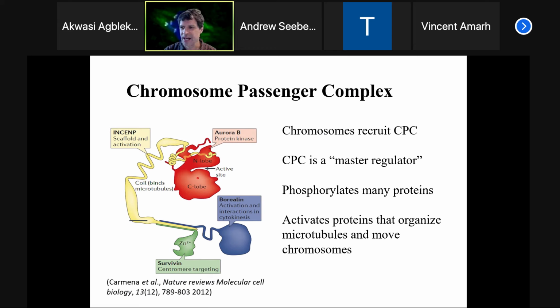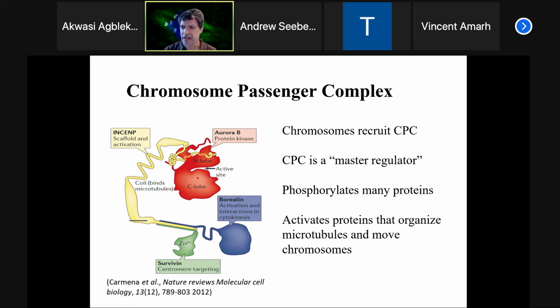INCENP then brings in a kinase, and the kinase, of course, phosphorylates a lot of things. In our case, you can think of the kinase as phosphorylating many proteins that allow spindle assembly to occur. So the CPC is thought of as a master regulator of cell division. But it's even more important in meiosis, as I'm about to show you.